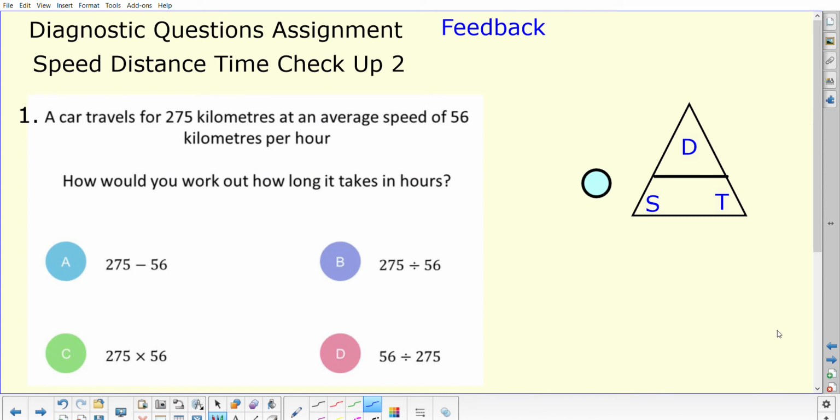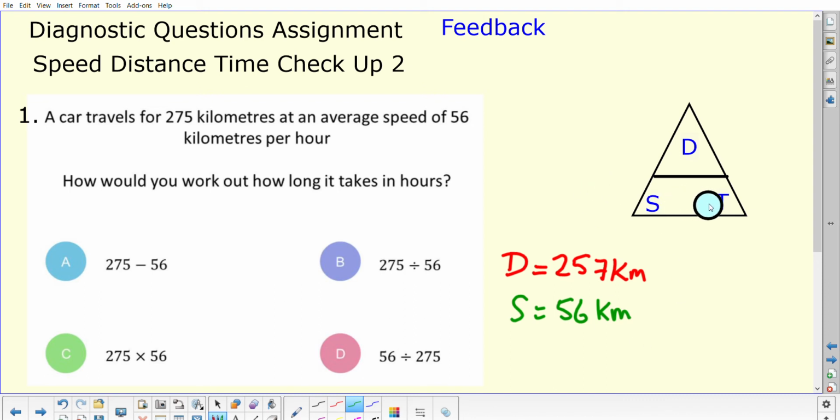So on to the feedback for the speed, distance, time checkup 2 that you did the other day. So this first question, a car travels for 275 kilometres. So the information, that 275 kilometres you've been given, that's telling you a distance, at an average speed. So they're telling you the speed is 56 kilometres per hour. And how would you work out how long? So how long, that's talking about working out a time.